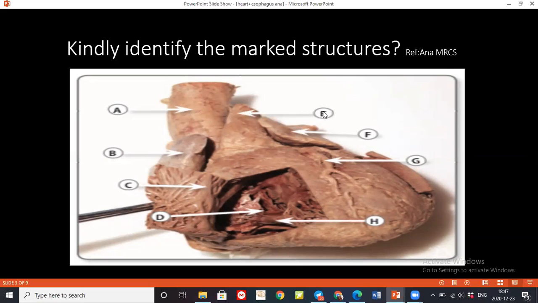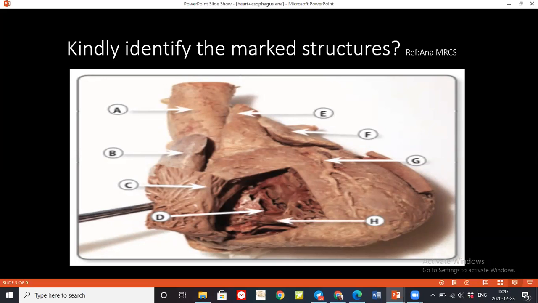E is the pulmonary trunk. Yes. F is the auricle of the left atrium. Very good. G is the anterior interventricular artery. Yes. And H is the papillary muscle. Very good. Okay.